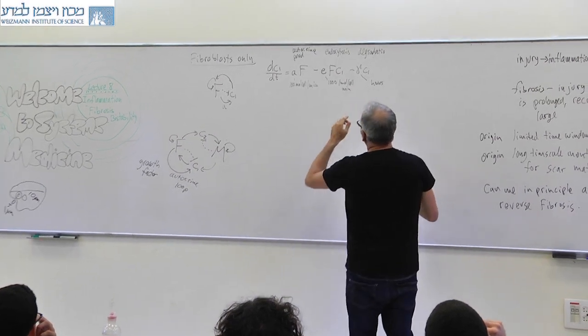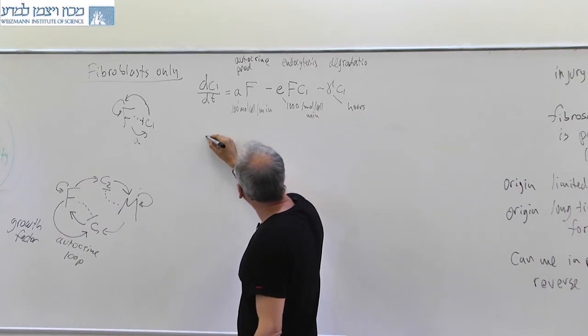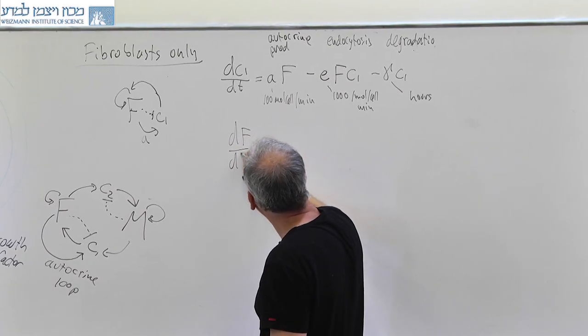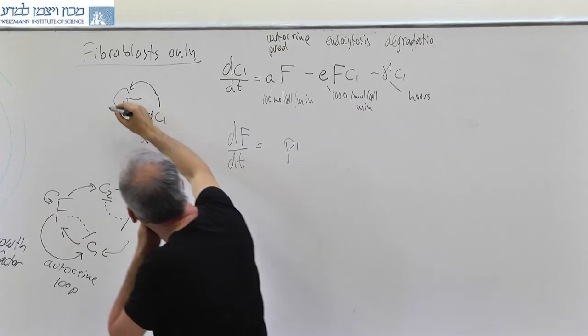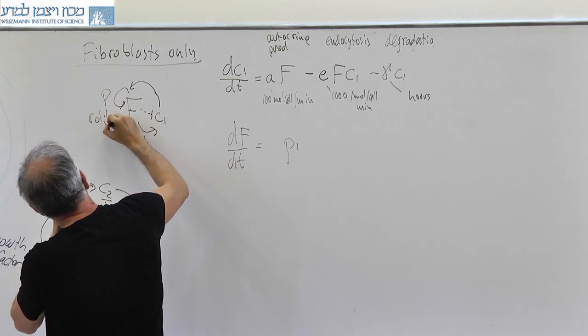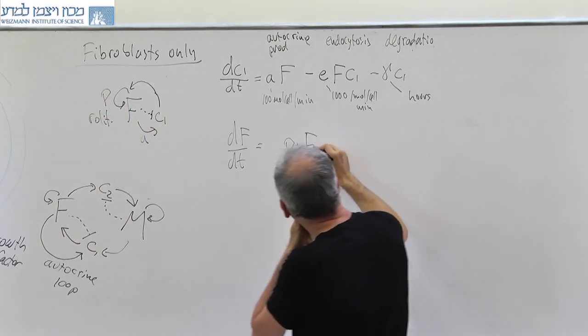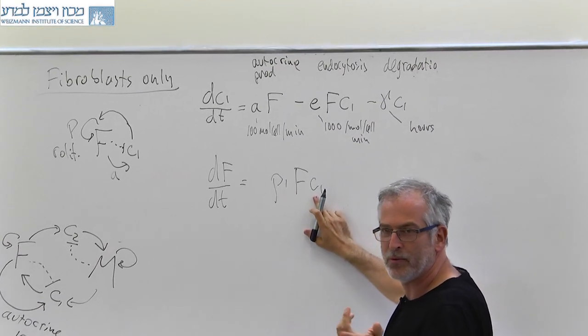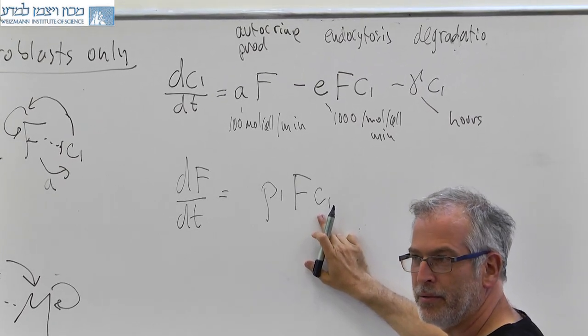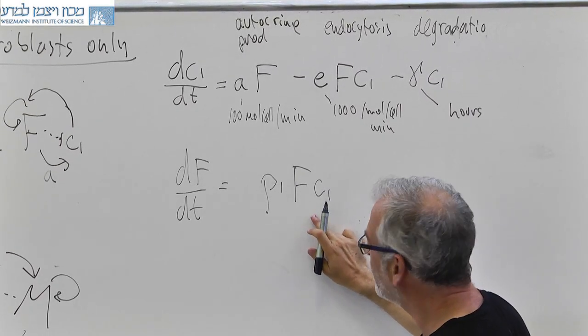So then we have our cell concentration. Okay, so we're going to model it like this. So we'll have proliferation times F. So this is how it proliferates. And its proliferation is activated by this C1. So this is cell division. Proliferation, division.